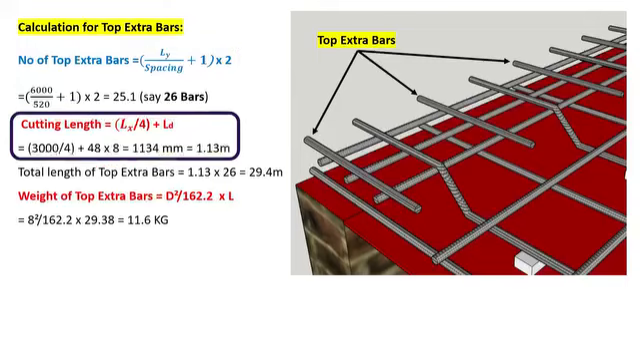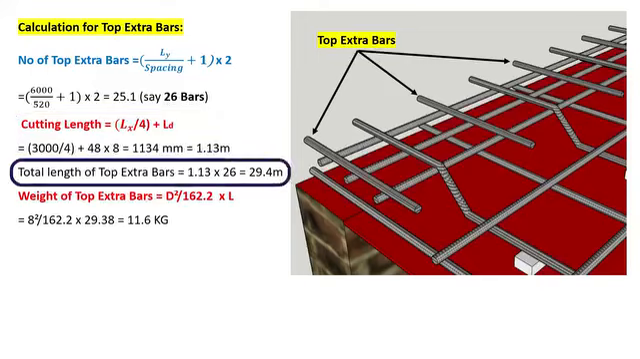The cutting length of top extra bars is given by Lx upon 4 plus development length. Lx is the shorter span of the slab, that's 3000 mm, and development length is 40 times d, where d is 8 mm. On substituting these values, cutting length will be equal to 1.13 meter.